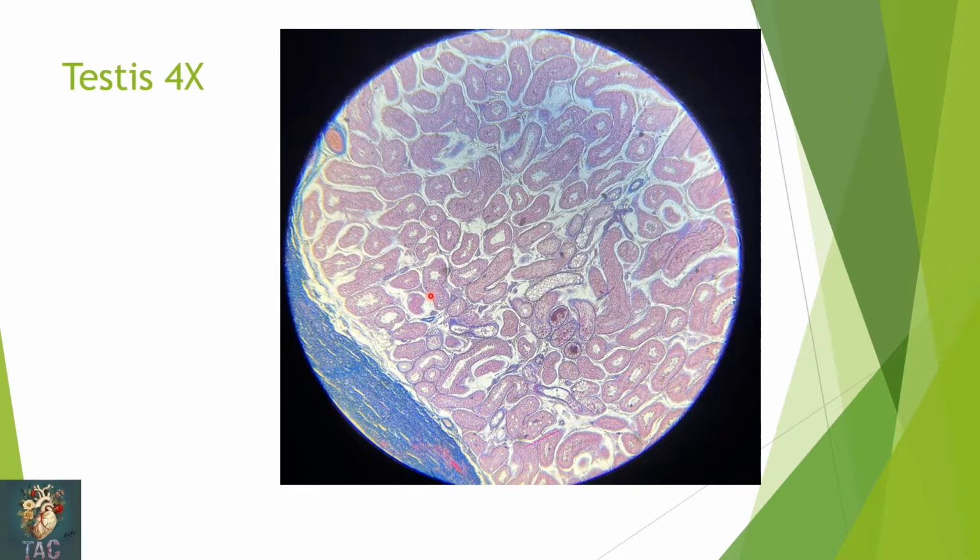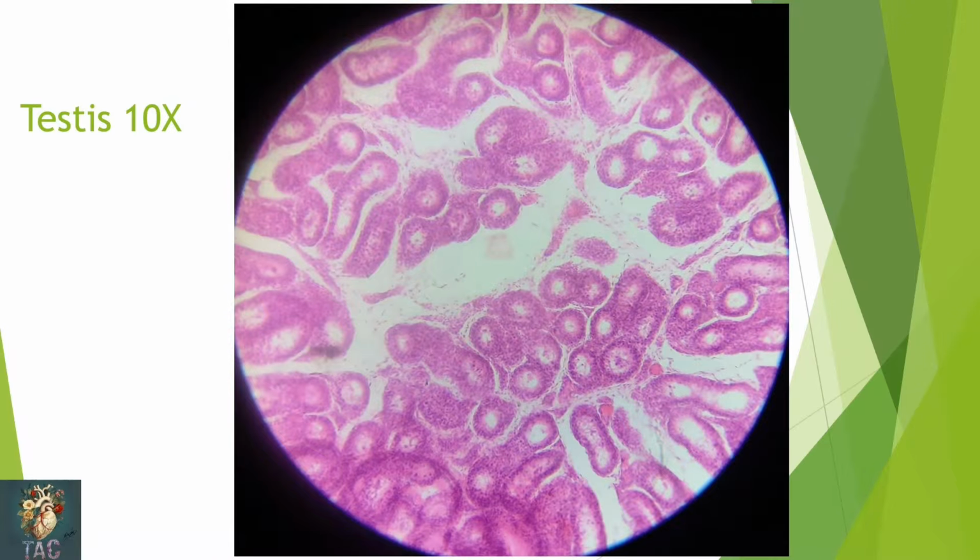So this is another slide with the Masson's trichrome stain of the testes at 4x magnification, and in this slide you can see a large number of seminiferous tubules which are present. This is the H&E stain section of the testes at higher magnification, and in this diagram you can also see a large number of seminiferous tubules which are present.